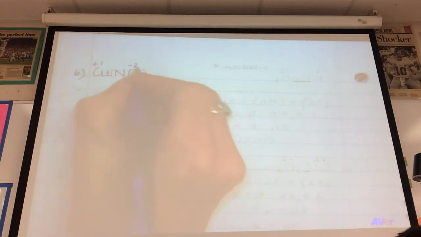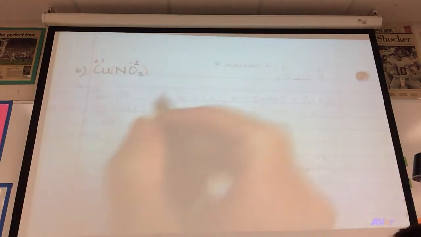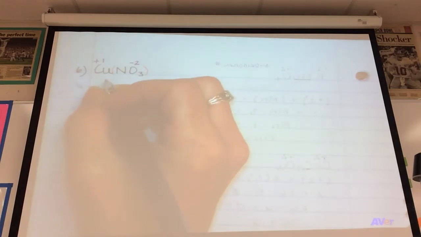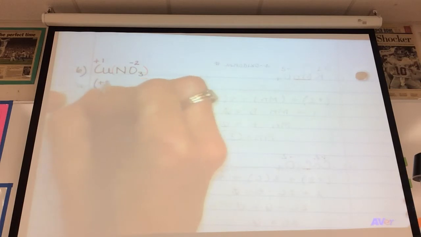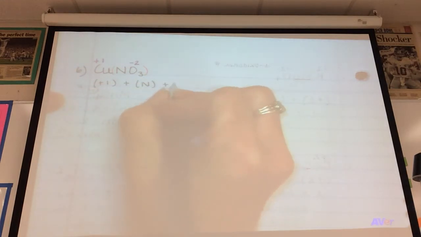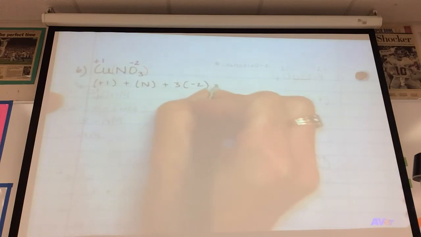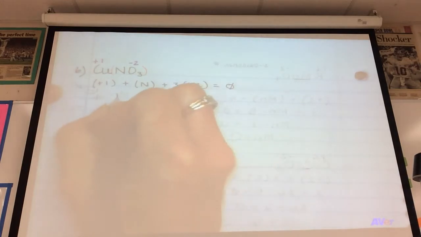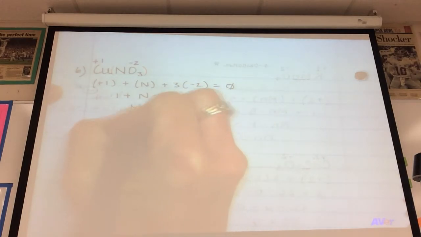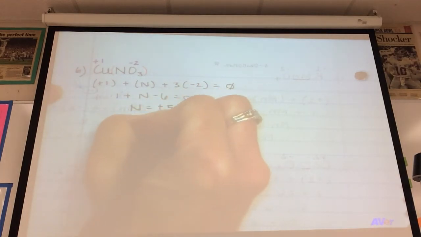Oxygen, typically -2, looking for the N. Nitrogen has the ability to form multiple oxidation numbers, as do your transition elements, as do your nonmetals in the P block. So what you're looking at here, copper's +1. We're looking for N. We have 3 O's, and we're going to set this equal to 0. 1 plus N minus 6 equals 0. N is equal to +5.